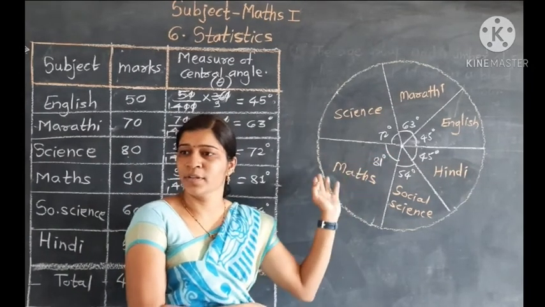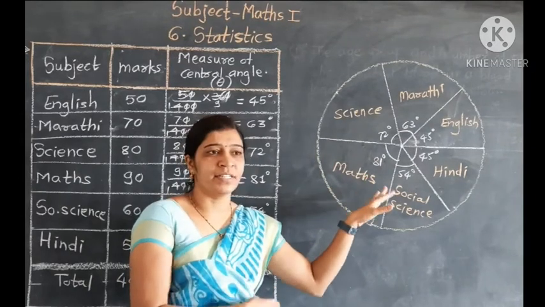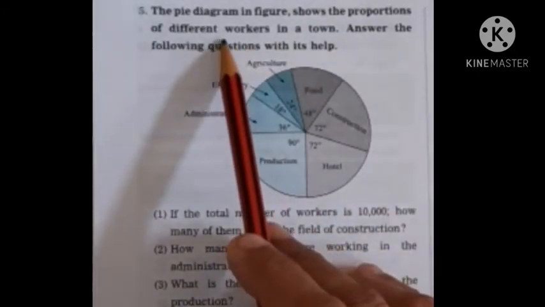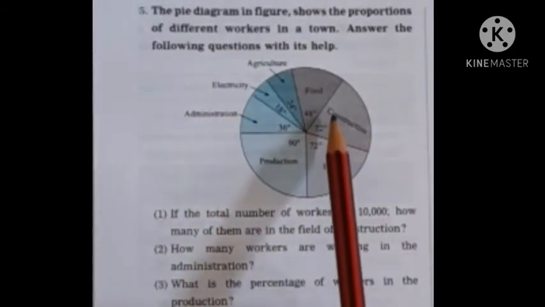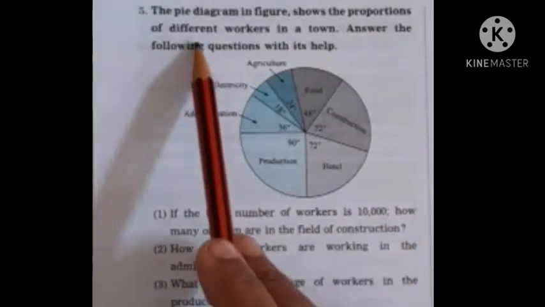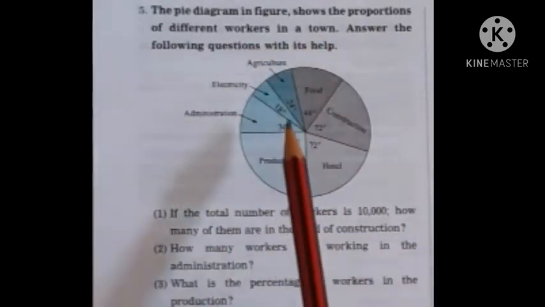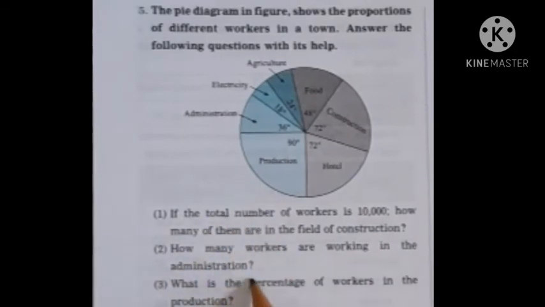यातून सांगू शकतो की आपण कुठल्याला मार्क जास्त आहे, किती पर्सेंट आहे असं सांगू शकतो आपण. Student, we had learned how to draw pie diagram. Now we will see if the pie diagram is given and we have to know about the things, that is question on it. We will see one example. Here one pie diagram is given. It shows proportional of different workers in the town, and we are given 3 questions on it.